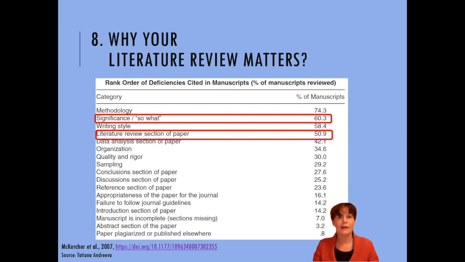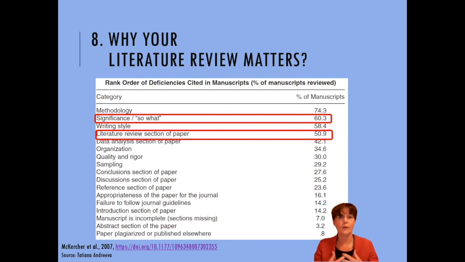So why is a good literature review really important? Not just for your thesis, but in particular when you're going to write up articles from your thesis and try to publish these in journals. If we look at the reasons for why articles that are submitted to a journal are rejected, we see that the literature review plays quite an important role, because the second most important reason why an article gets rejected after methodological flaws is failing to indicate the significance of the problem, not answering the so what question.